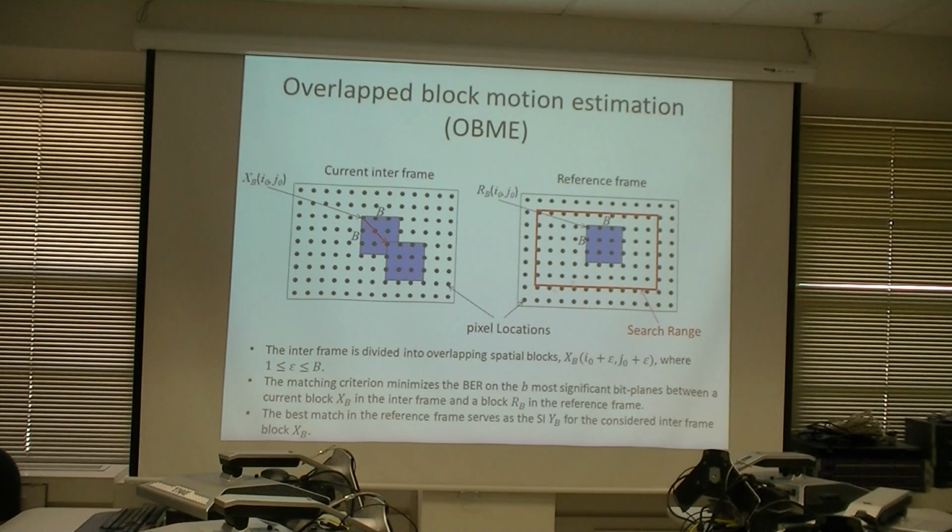And in the reference frame, we define the search range, and we want to find the best interframe block in the reference frame. Here, the matching criterion is to minimize the bit error rate on the most significant bit length between the current block XB in the interframe and the block RB in the reference frame. And if we find, yeah, I have a question.